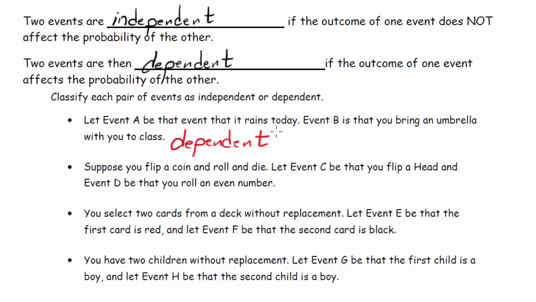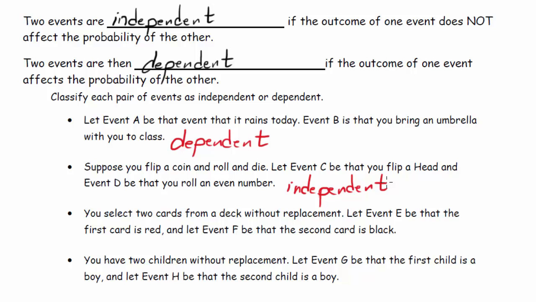So suppose you flip a coin and roll a die. Let event C be that you flip a head, and event D be that you roll an even number. So now let's think about these two events. If I flip a coin and get a head, is that going to make me more or less likely to roll a die and get an even? Well, these two events are completely independent. And by independent, I mean my coin isn't going to affect my die, and my die isn't going to affect my coin.